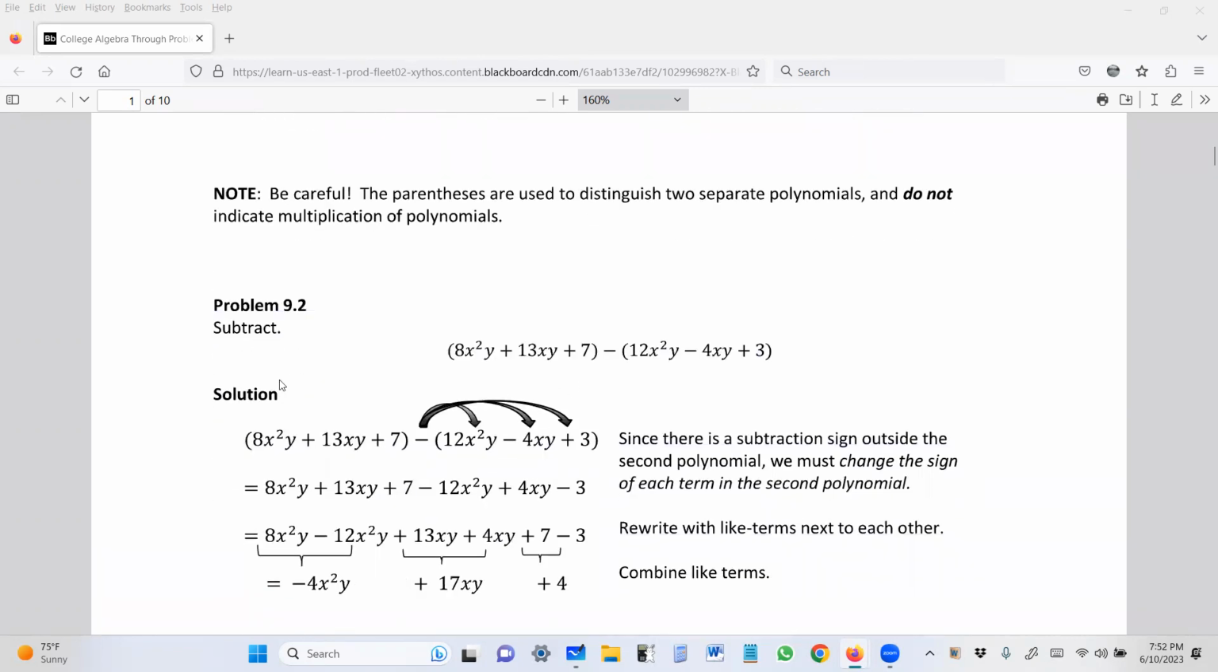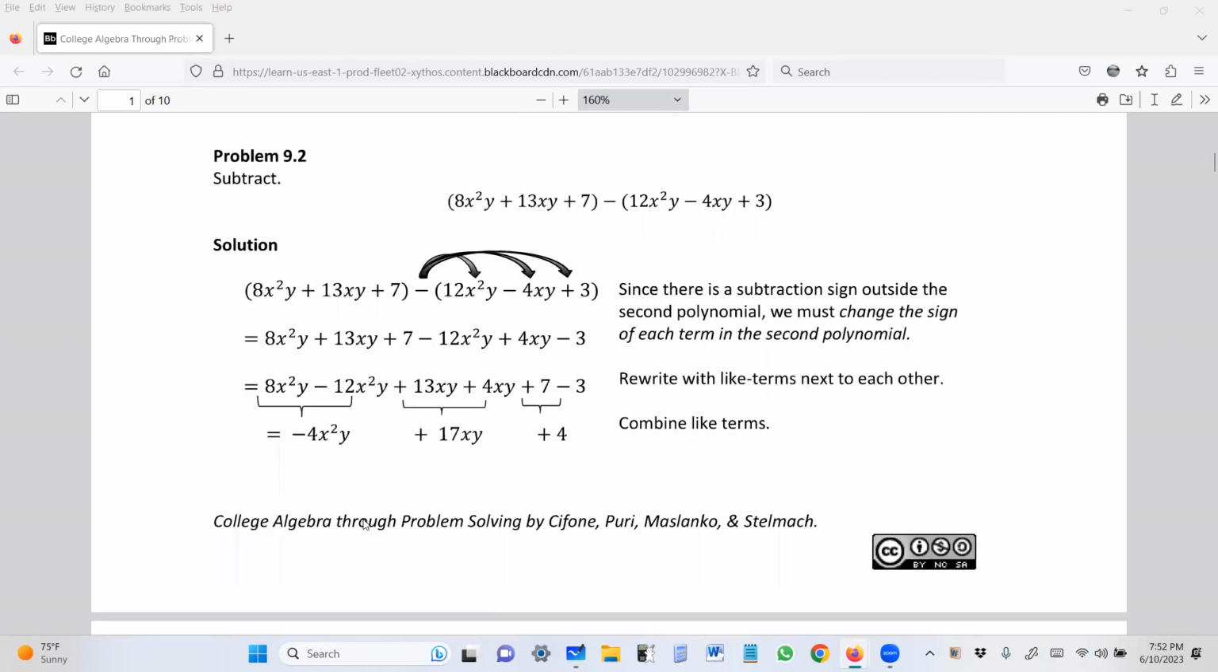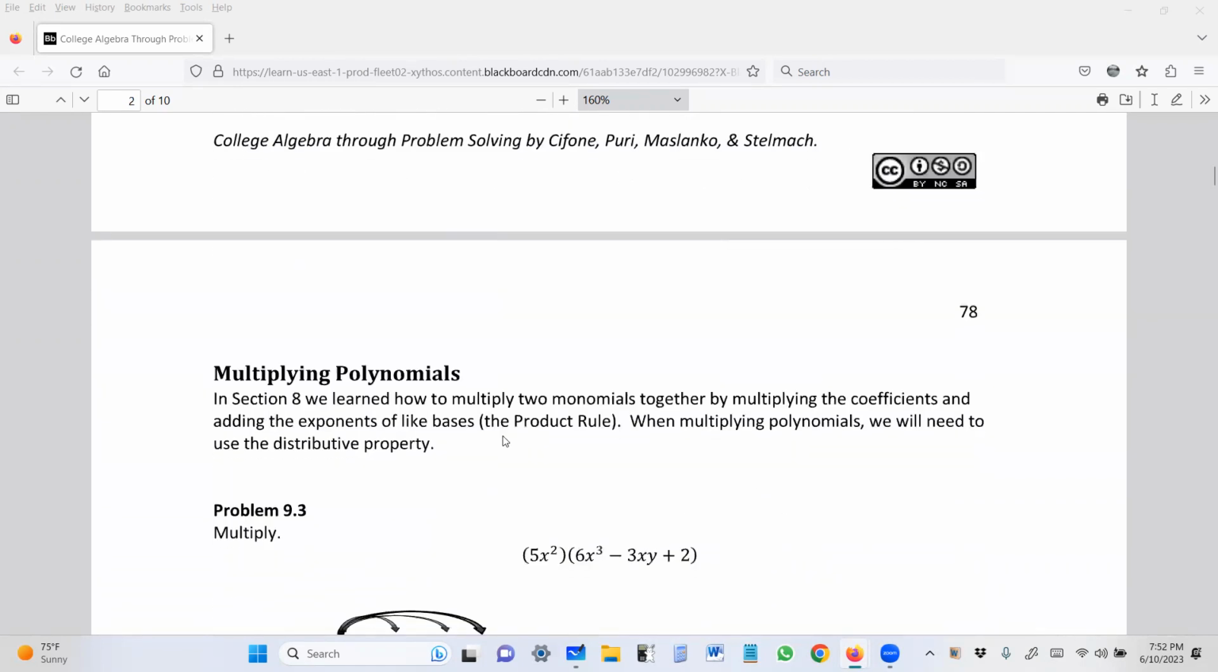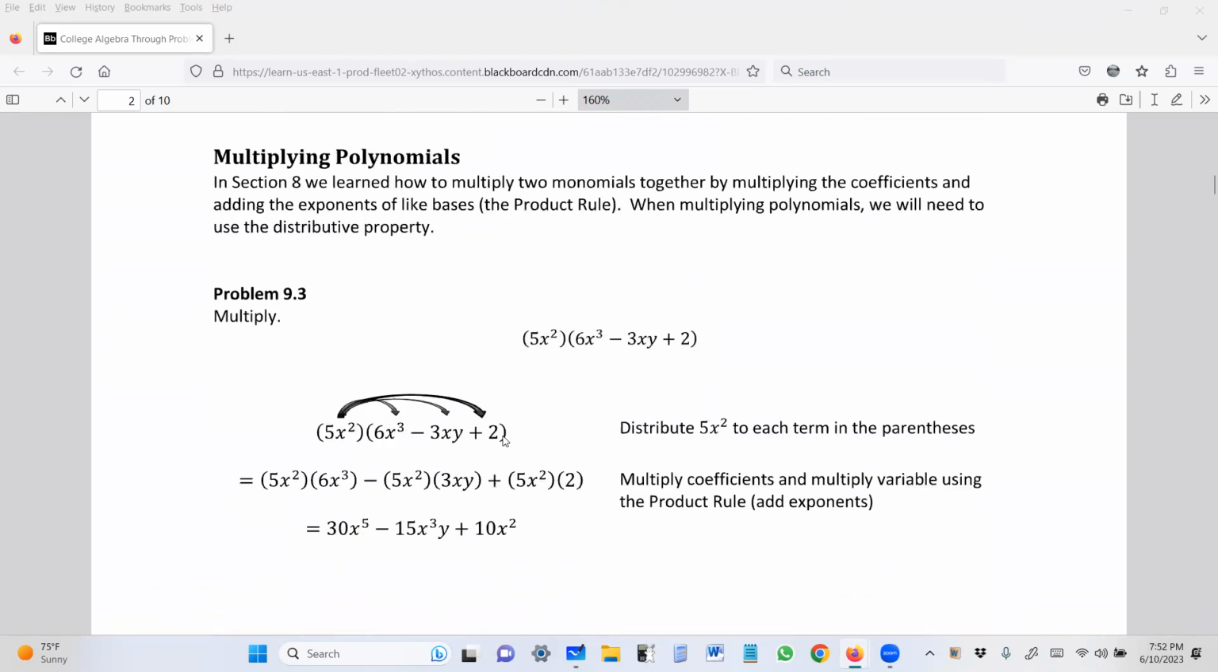Same thing with the minus. The only thing with the minus, as problem 9.2 is showing, is that if we have a minus in front of the second parentheses, the signs of every term in the second parentheses change. So the 12x squared y minus 4xy plus 3 will become, on the second line of the solution, minus 12x squared y plus 4xy minus 3. And then we combine like terms as before. Okay, so addition and subtraction, very easy. I'll do one problem. Multiplication, like example 9.3.